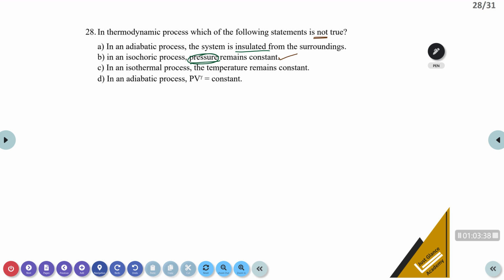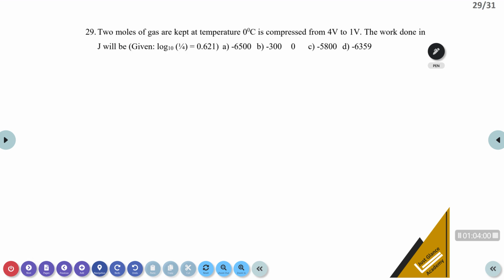See, in an isothermal process, yes, temperature is constant. And in an adiabatic process, PV to the power gamma equals constant. So the wrong statement is this one. Wrong statement, not wrong answer, wrong statement. What should the correct statement be? Volume should remain constant. Next, 29.